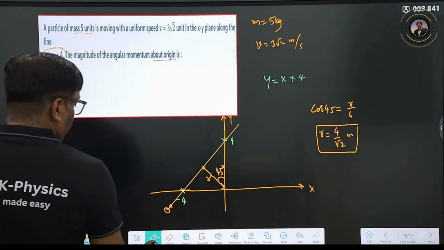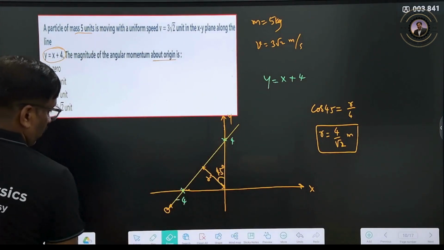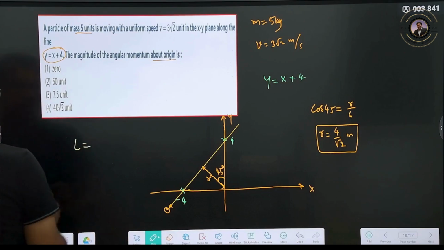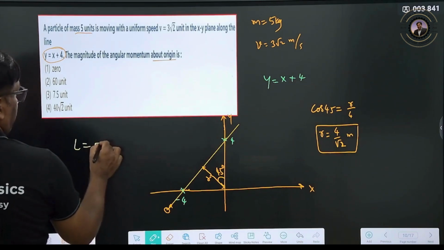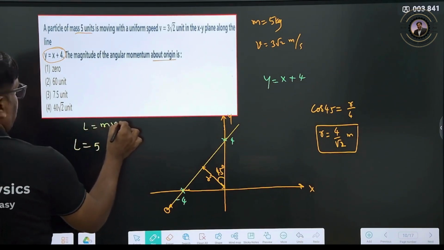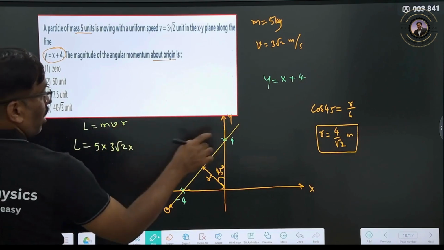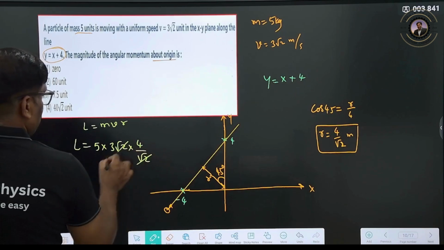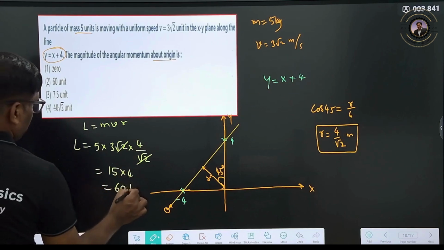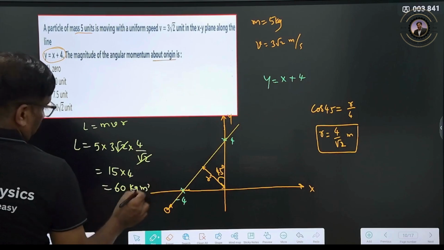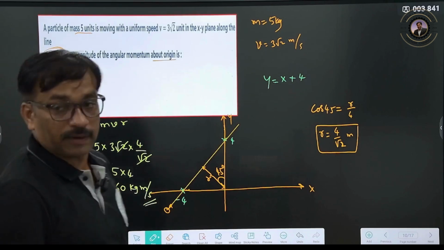Now we want to calculate the magnitude of the angular momentum. What is the angular momentum formula here? L is equal to mvr. M is how much? 5 kg. So L is equal to m into v into r. 5 kg into 3 root 2 into r, which is 4 by root 2. The root 2 cancels out, so 15 into 4, therefore 60 kg m squared per second. Clear?